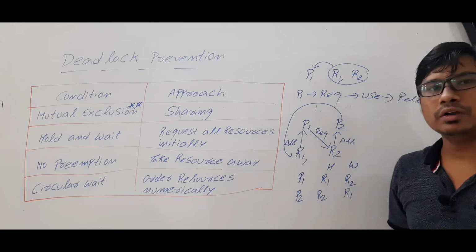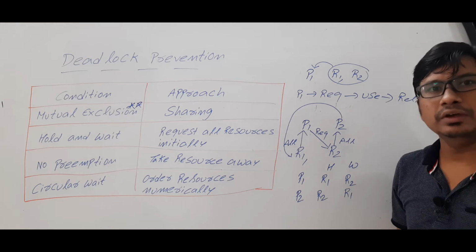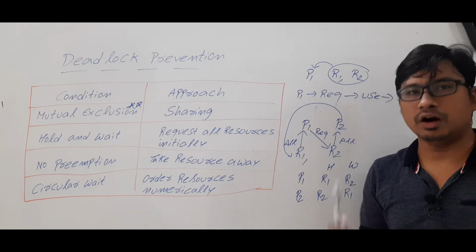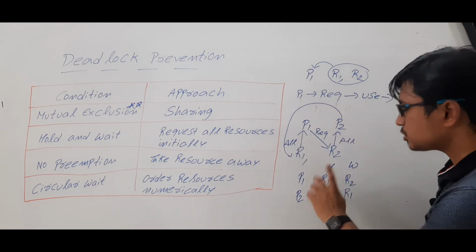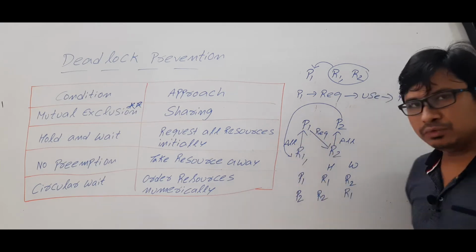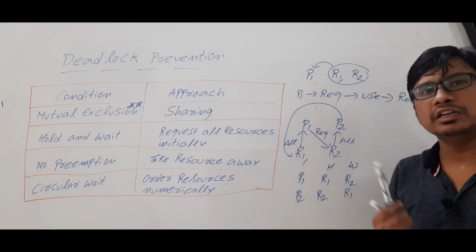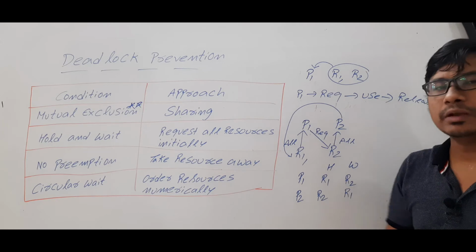So in that case, what should process P1 do? As it needs both R1 and R2, and R2 is not free, it should not hold the resource R1, or it should not take R1 at all. If process P1 does not take R1, then process P2 will take it and complete the task. Then process P2 will release both R1 and R2. Then process P1 can perform its task.